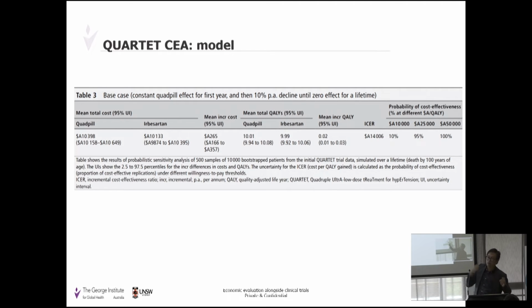But nonetheless, based on fairly small differences, we've come up with an ICER of $14,006. On that basis, the probability of it being cost-effective at a threshold of $10,000 is 10%, but that's not really the cost-effectiveness threshold for Australia, which is around $50,000. So it's a 100% chance of being cost-effective at a $14,000 threshold.